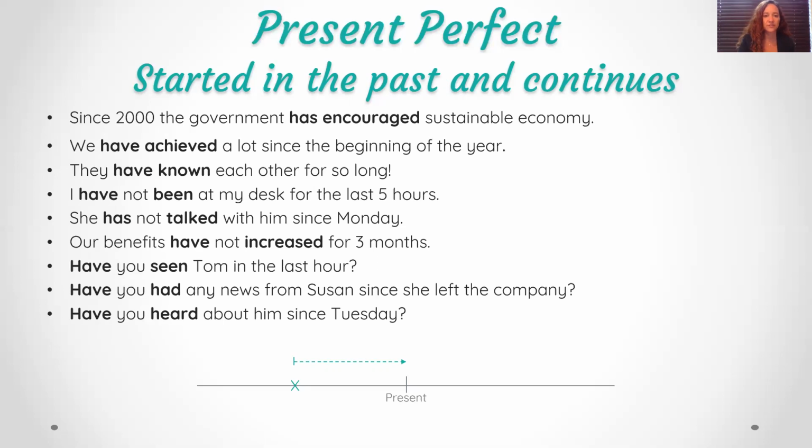They have known each other for so long. I have not been at my desk for the last 5 hours. She has not talked with him since Monday. Our benefits have not increased for 3 months. Have you seen Tom in the last hour? Have you had any news from Susan since she left the company? Have you heard about him since Tuesday? So these are all examples in which we have a point in the past, but it's not finished, just like you see in the graphic here.